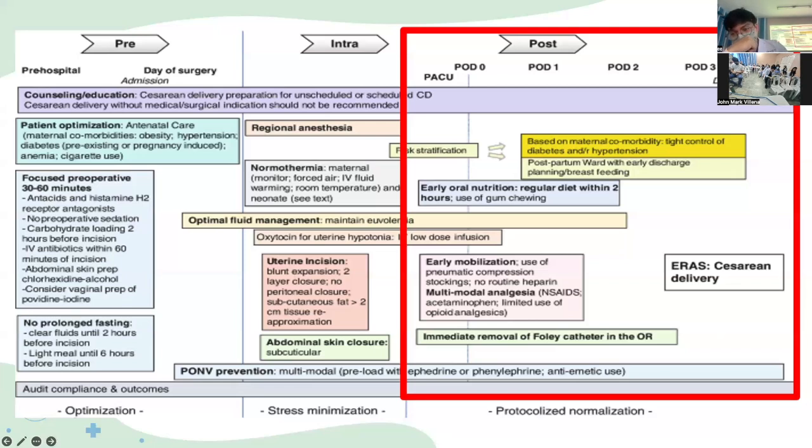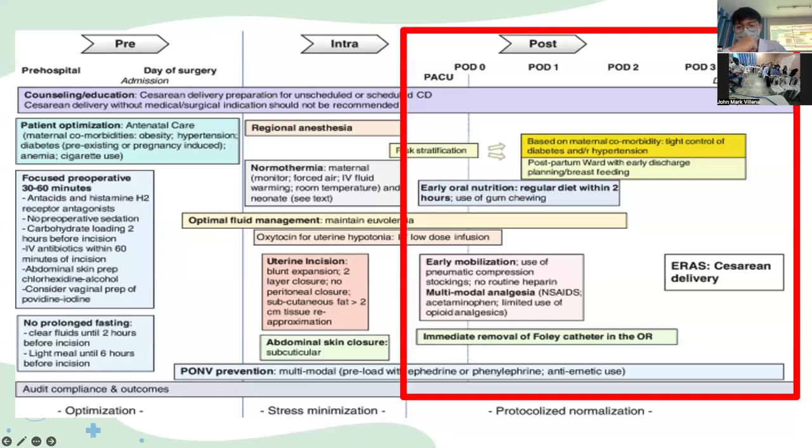Pwede rin pong ibuprofen 600 milligrams orally every 6 hours scheduled after IV ng ketorolac po na 15 to 30 milligrams was given after delivery in OR. Then, pwede rin po daw pong naproxen 500 milligrams orally twice a day or other NSAIDs na rin. Pwede rin pong gumamit ng oxycodone 2.5 to 5 milligrams orally every 4 hours as needed for pain lang. Then, preemptive or rescue supplemental regional blocks na po yung iba.